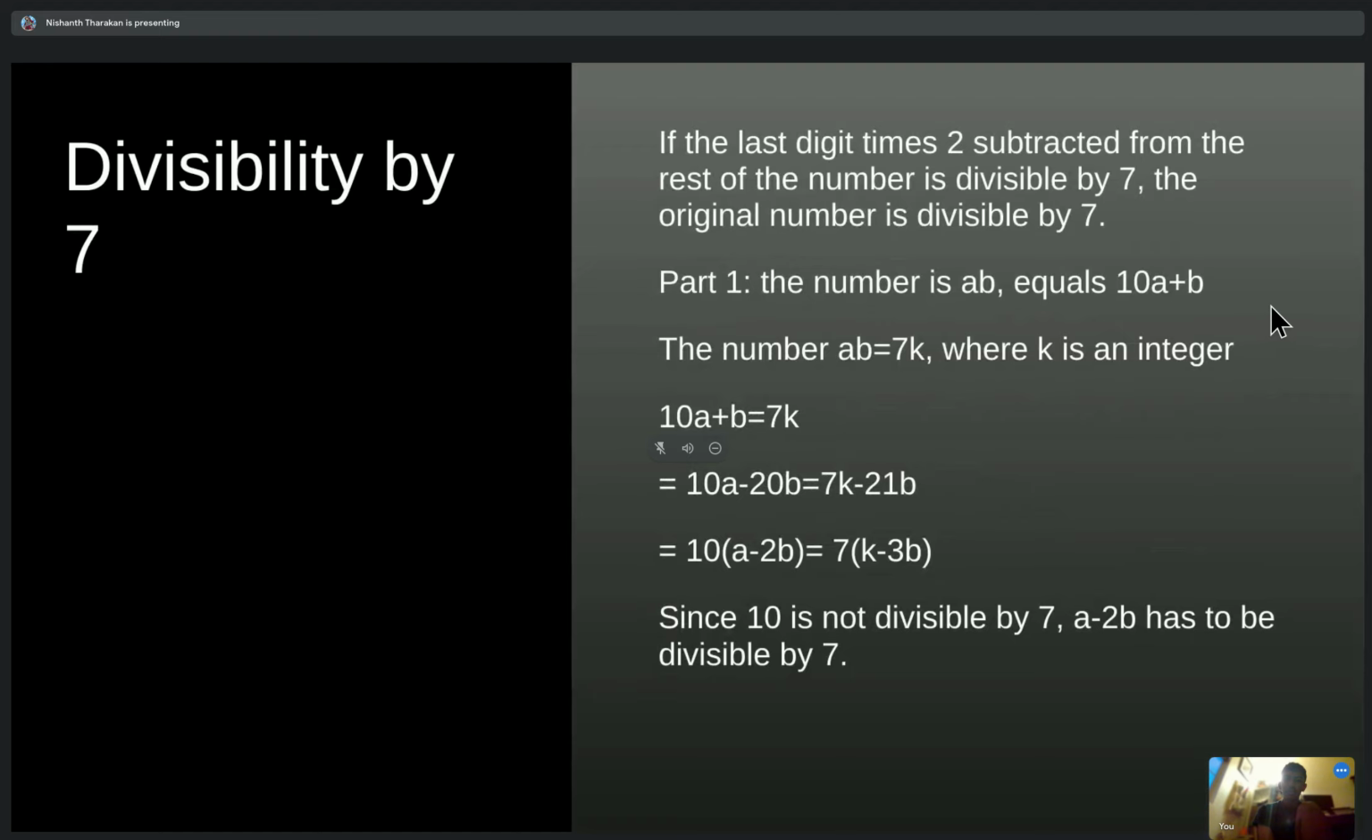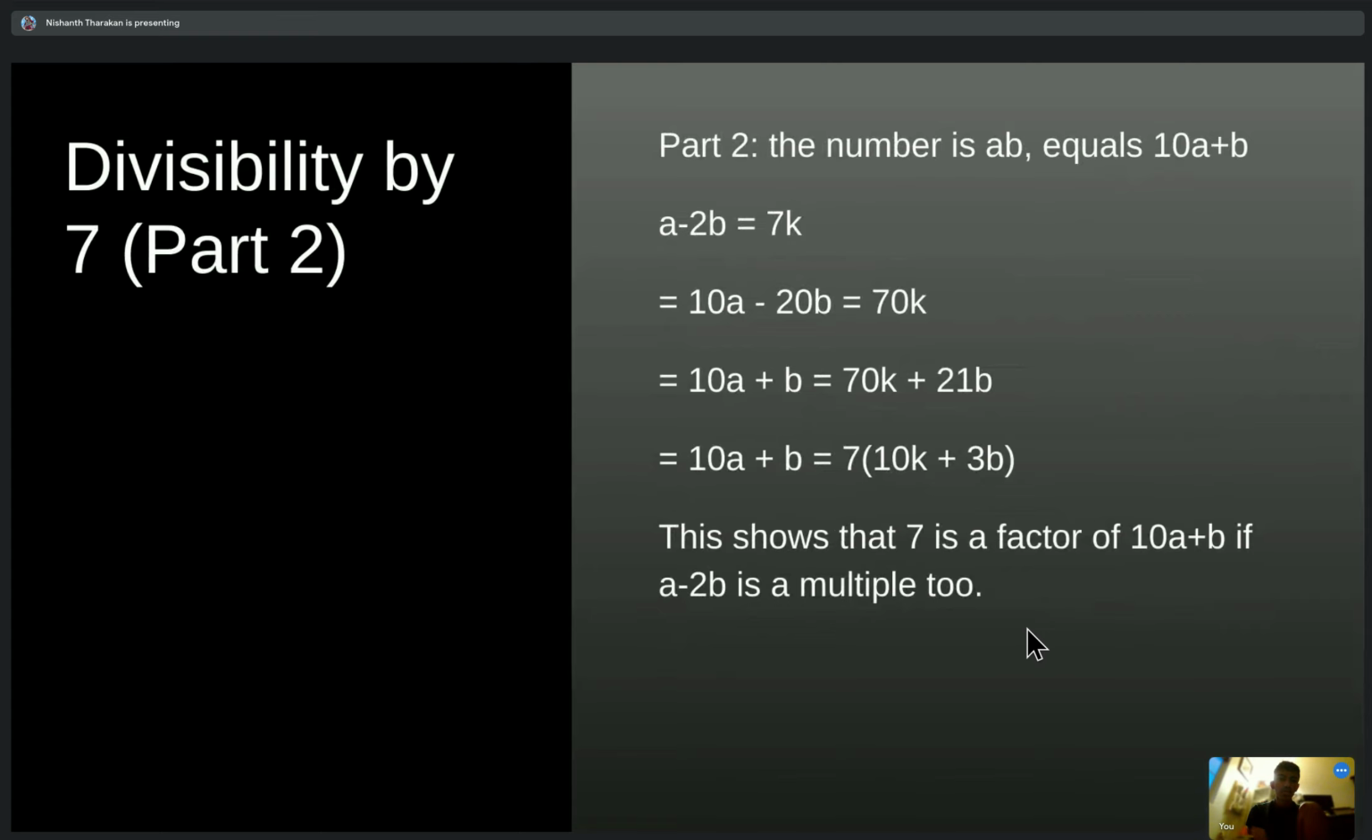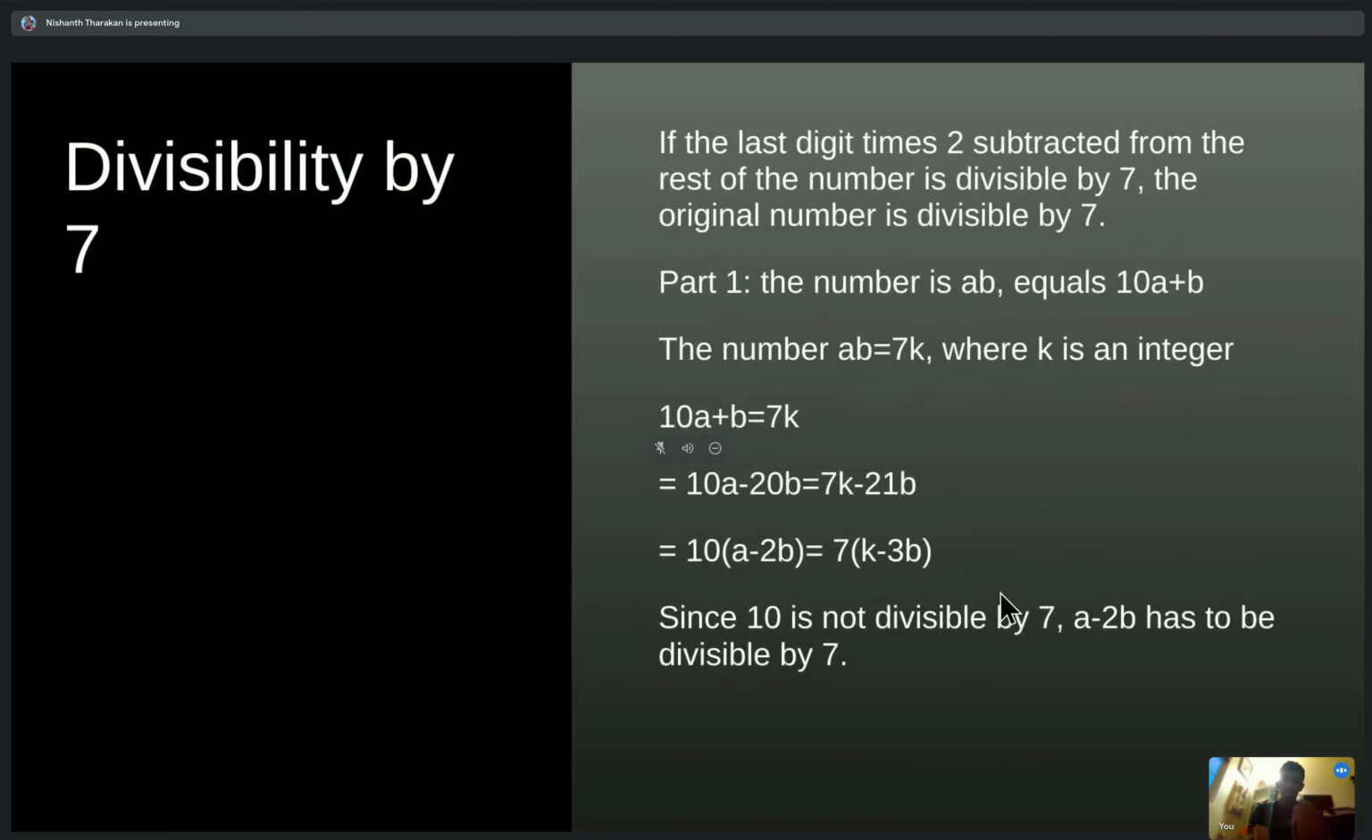First we're just proving that if this is equal to 7 times k, where k is an integer, you can do math to it. What we do here is we subtract 21b from both sides. We can factor it out, and since 10 is not divisible by 7, and these two equal each other, a minus 2b has to be divisible by 7. And this only applies when 10a plus b is divisible by 7.